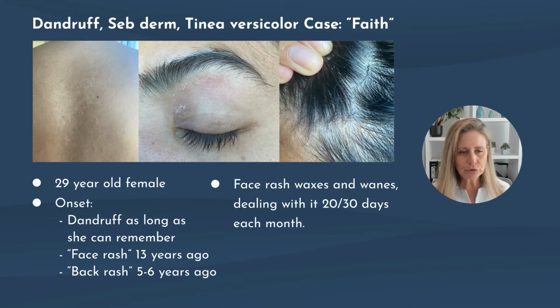Her face rash, or sebderm of the face, waxes and wanes, but she's dealing with rashes on her face 20 out of 30 days of every month. Now, anytime you have a patient dealing with stuff on their face, it's going to really increase the severity of that to a patient, because obviously our face is how we present to the world. And when you've got rashes and flaking and stuff like that, it's hard to feel confident and good. Like, it really does impact patients. In the scalp, hopefully you can see in this picture, there's that kind of plaquing there. And then on the back, all the white dots and discoloration, that is the tinea versicolor.